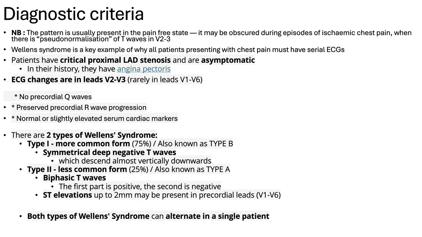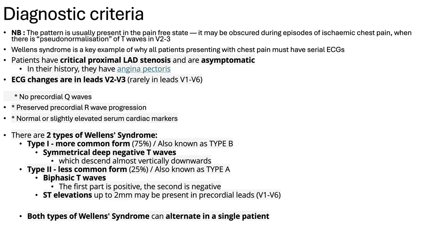We have to keep in mind that this pattern is usually present in the pain-free state, and it may be obscured during episodes of ischemic chest pain when there is a pseudonormalization of T waves in V2 and V3. Wellens syndrome remains a key example of why all patients presenting with chest pain must have serial ECGs.